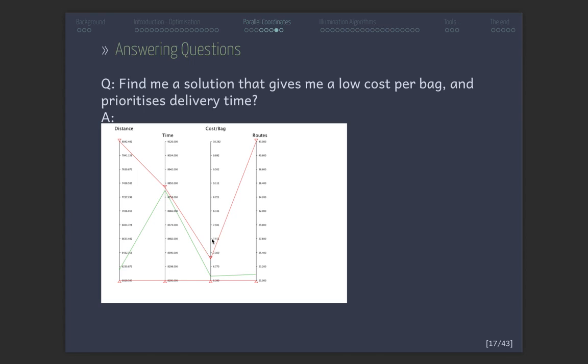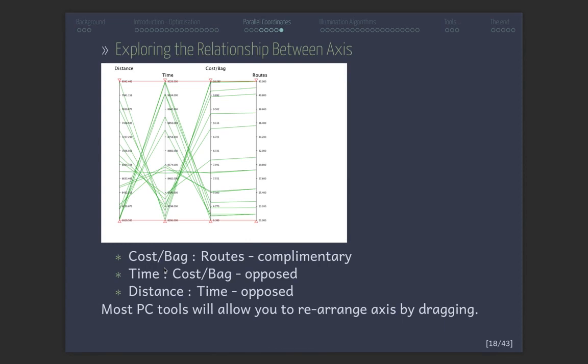So using the brushing technique, we first of all brush down on cost per bag, so we highlight only those solutions that intersect the cost bag axis at a low point, and then we bring down time. And as we bring it down, what we're looking for is the polyline that intersects through the cost area that we can afford and has the lowest possible time. This ability to answer questions is what makes parallel coordinates so powerful. And as we'll see, when you combine this with an illumination algorithm, it allows a user to ask for a very specific solution.